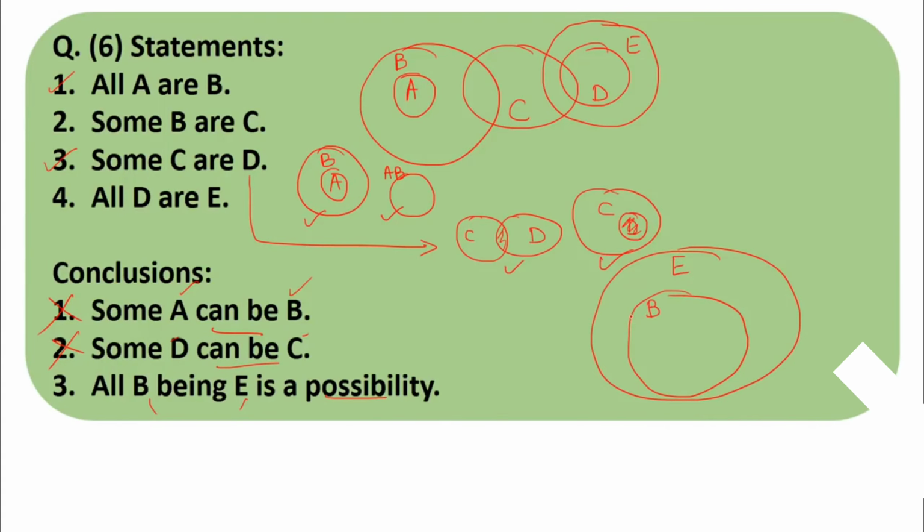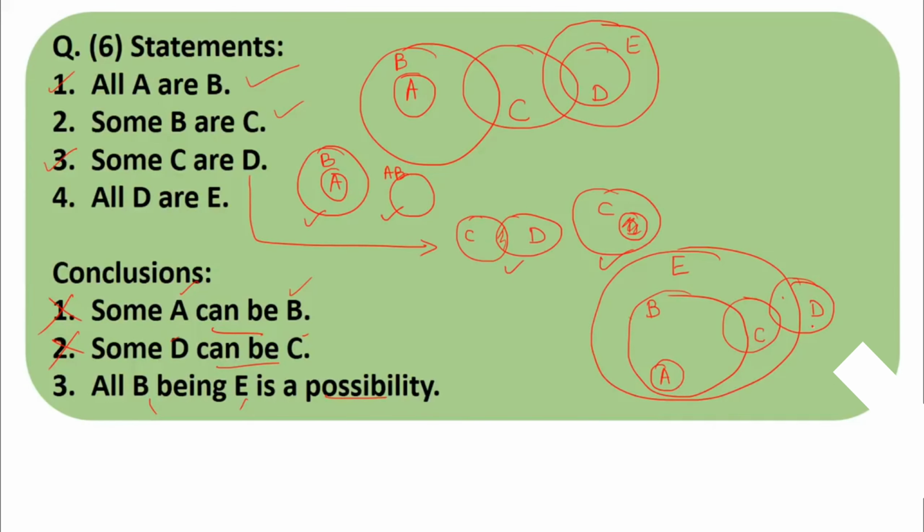Now let us again draw the statements. Let us see whether this is possible or not, whether all the statements can be drawn. First statement is all A are B. So we draw A over here, all A are B. This statement, now we have drawn it properly. Second statement is some B are C. This is B. We draw this, some of the B are C. Third statement, some C are D. Some of the C are D. Okay, we draw it.